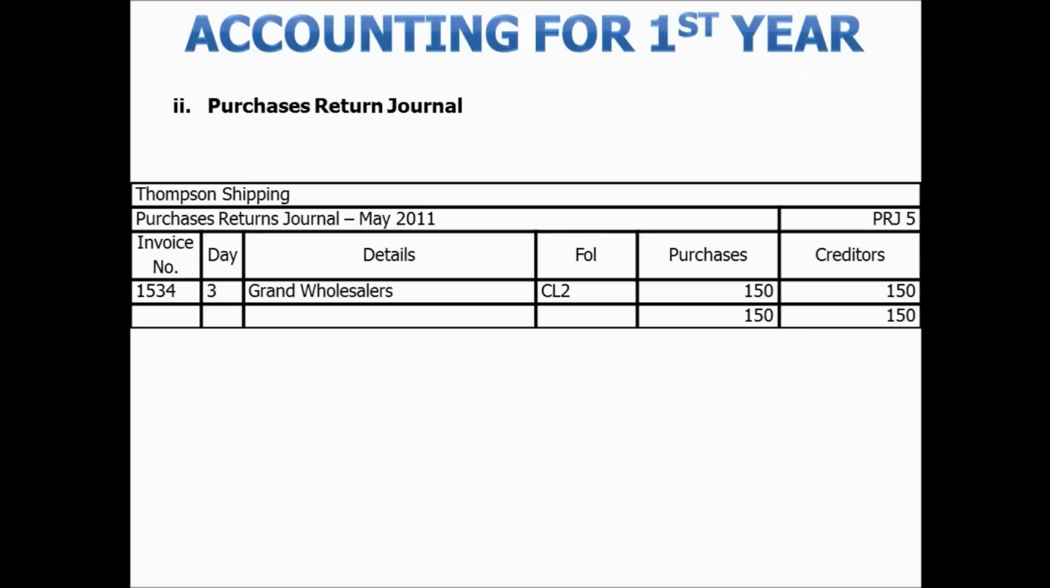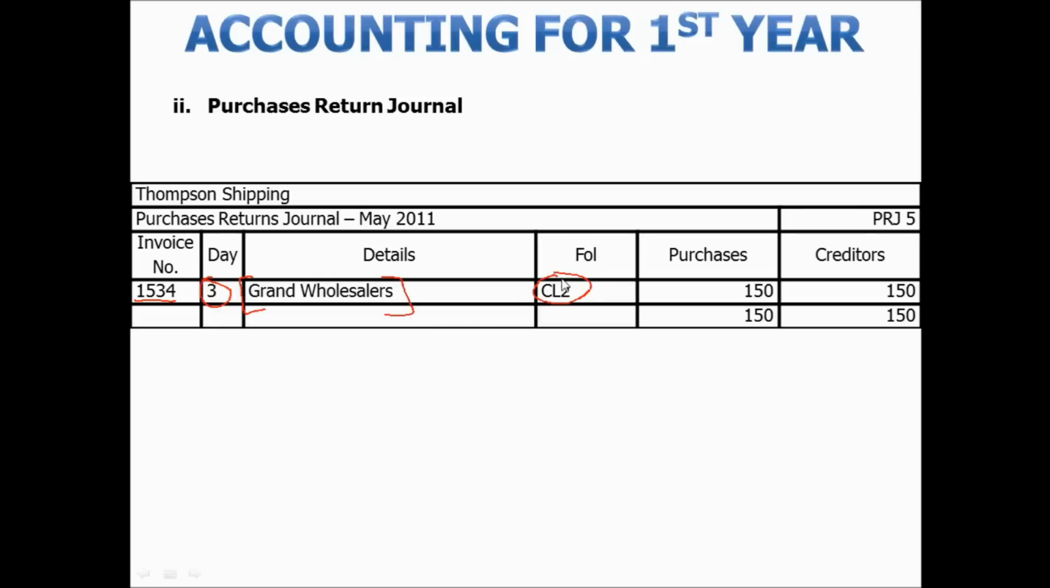So let's have a look at a quick example. The invoice number is entered as 1534. This will be the same invoice number as the original invoice number entered on the purchases journal, seeing as we are affecting a part of that transaction which is now being returned. The date of the transaction is entered and the details of the transaction.